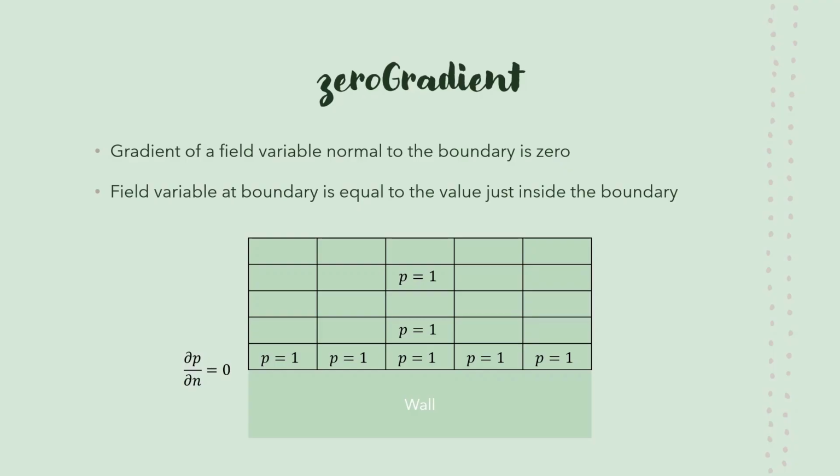The reason why the zero gradient condition is necessary is because many times, for instance at an outlet, it's easier for us to assume that the flow has reached a certain uniformity where the gradient just before the outlet and just outside the outlet is non-existent, so to speak. So zero gradient works out really well there.